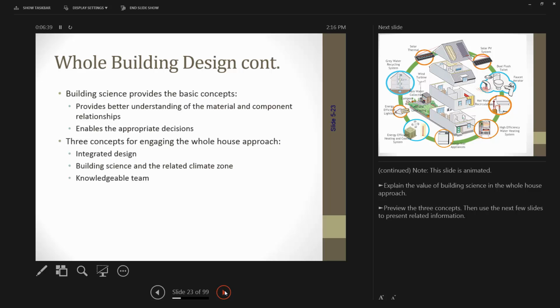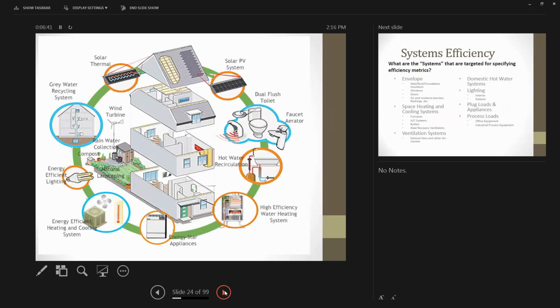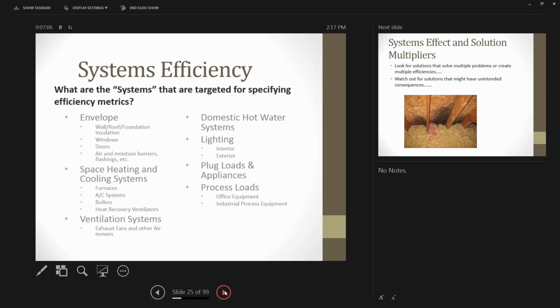So it's a big part of whole building design. Just an example again of how all of these things are connected, and we're not going to go through all these things. You can see those on the slide. But suffice to say, there's a lot of different systems that are involved when we talk about whole building system designs.